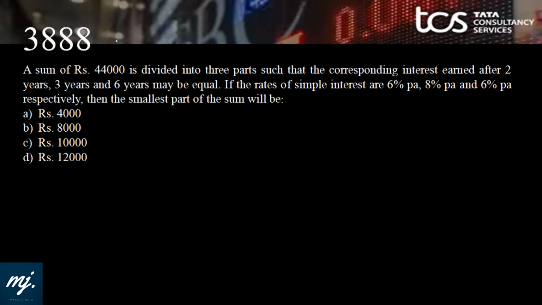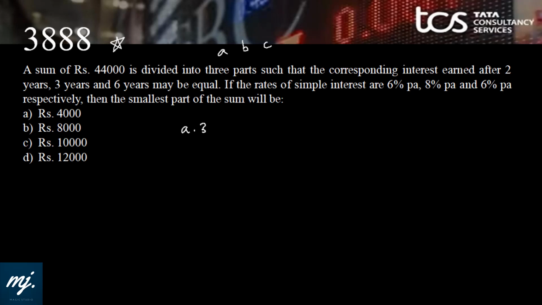An interesting question to discuss. A sum of rupees 44,000 is divided into 3 parts. Suppose A, B, C, such that A plus B plus C is 44,000, such that the corresponding interest earned after 2 years, 3 years and 6 years may be equal. And rate of interest is 6%, 8% and 6% respectively.